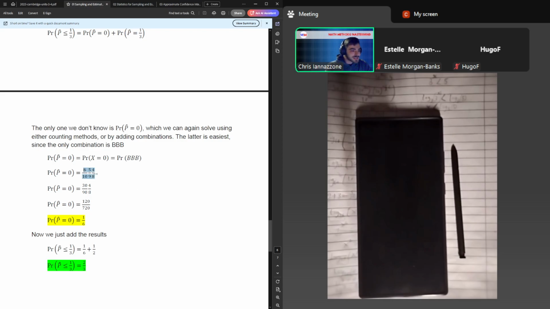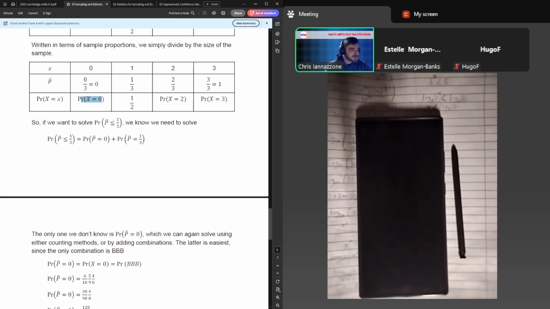And manually thinking about it is actually a lot easier in this case because there's literally only one possibility: black, black, black. So you go your 6 out of 10, 5 out of 9, 4 out of 8, decrementing the denominator, decrementing the numerator, because you have that without replacement scenario. You get your value, simplify it down. That gets you this spot on the table.